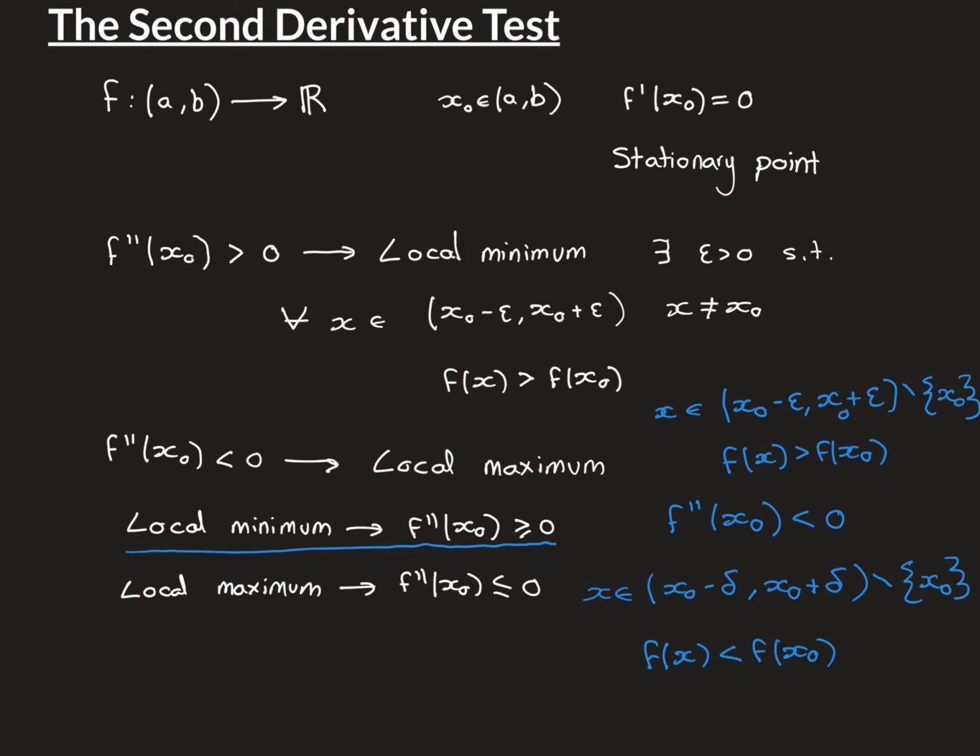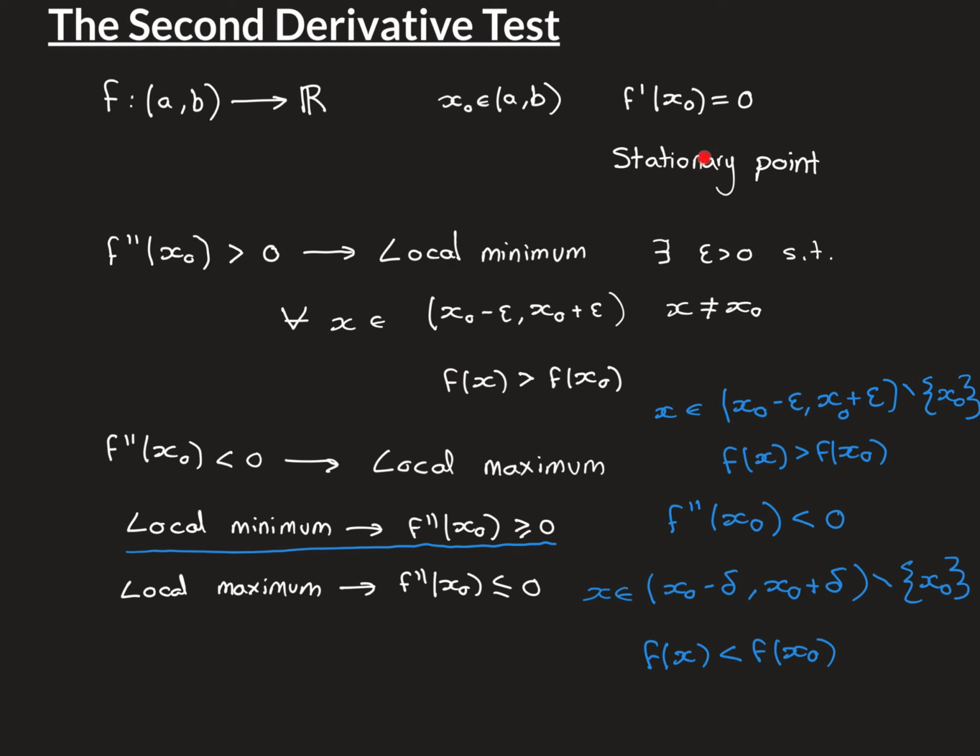So you're always going to get a little bit of this delta interval, and for those points that are inside that delta interval, they're going to obey this, which is the opposite of this. So you cannot possibly have an epsilon interval on which this is true if you've got this delta interval on which this is true. They are not compatible with one another, so this is a contradiction.